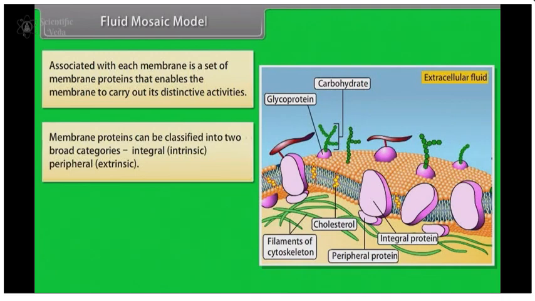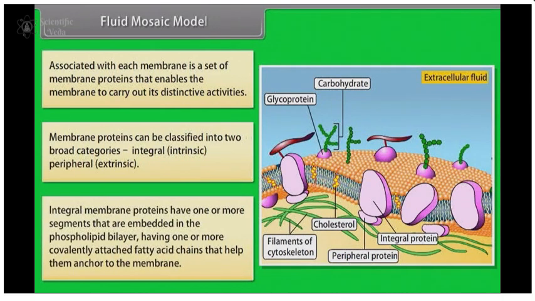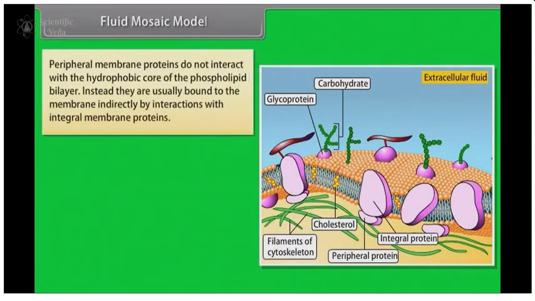Membrane proteins can be classified in two broad categories: integral, that is intrinsic; and peripheral, that is extrinsic. Integral membrane proteins have one or more segments that are embedded in phospholipid bilayer, having one or more covalently attached fatty acid chains that help them anchor to the membrane. Peripheral membrane proteins do not interact with the hydrophobic core of the phospholipid bilayer. Instead, they are usually bound to the membrane indirectly by interactions with integral membrane proteins.